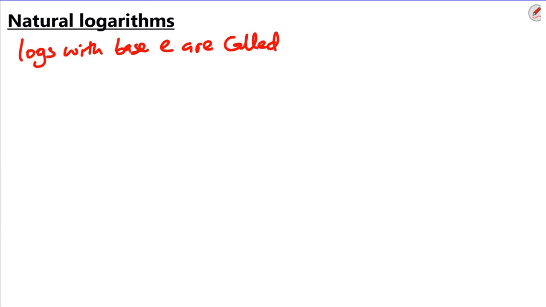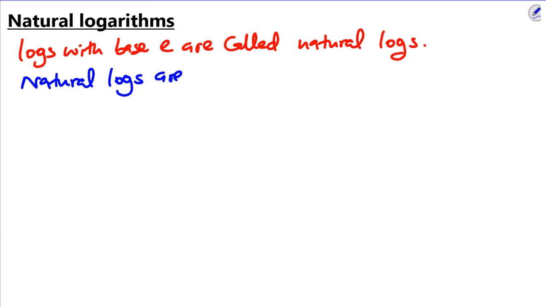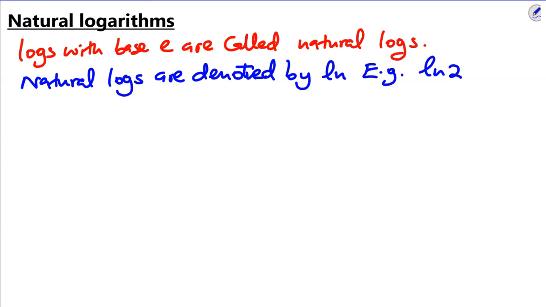Logarithms with base e are called natural logarithms. Natural logarithms are denoted by ln. For example, ln of 2 means log to base e of 2.